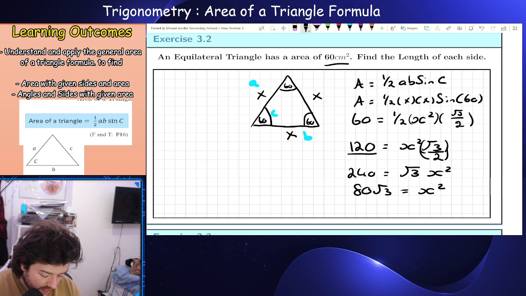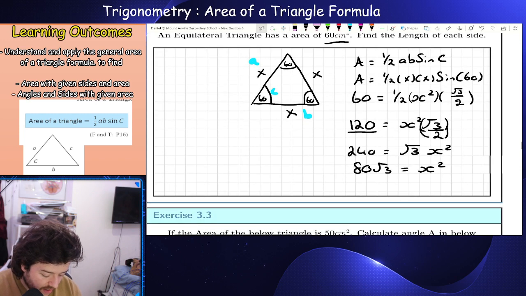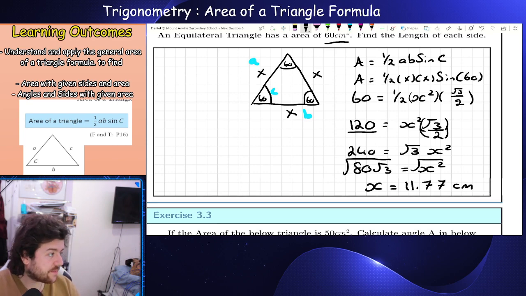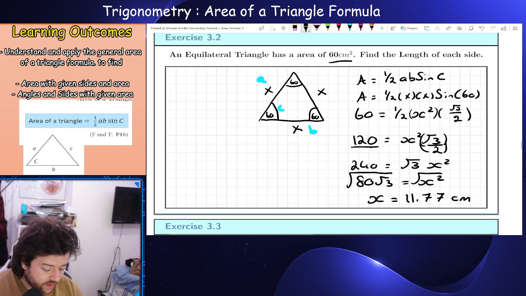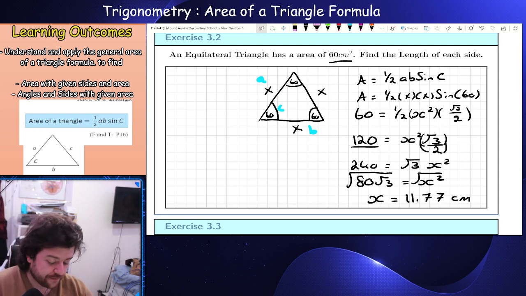Now, find the square root of that. So I'm going to have here x is equal to the square root of 80 root 3, I'm going to get 11.77 centimeters. And that is going to be the length of each side of my equilateral triangle if it has an area of 60. And again, you can always sub your answer back in to find out if you're correct. So I'm just going to sub it in for myself here just to double check my workings. Times sine 60. And again, it does work out.